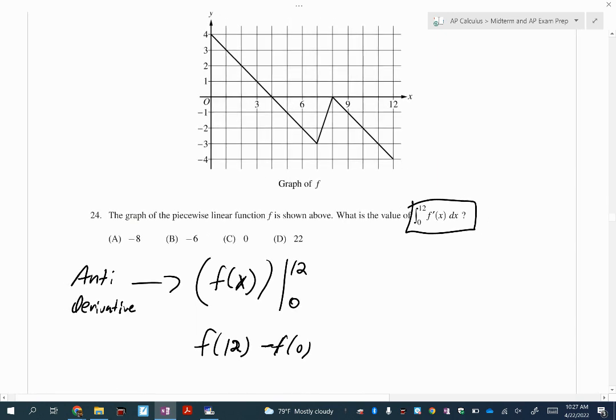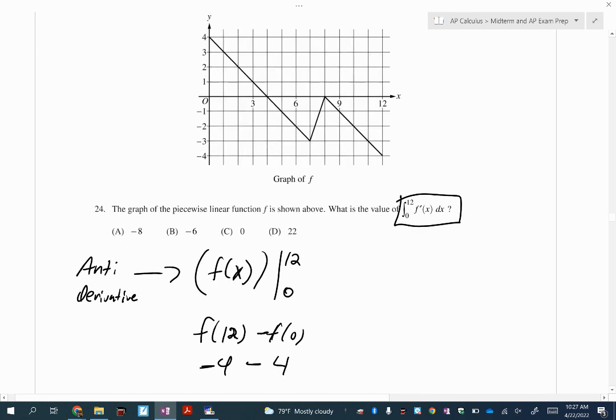So I go to 12. What is our function value? -4 minus, here's 0, +4, what's -4 minus 4? Sad. That was easy. You would have gotten it wrong. You said 0.